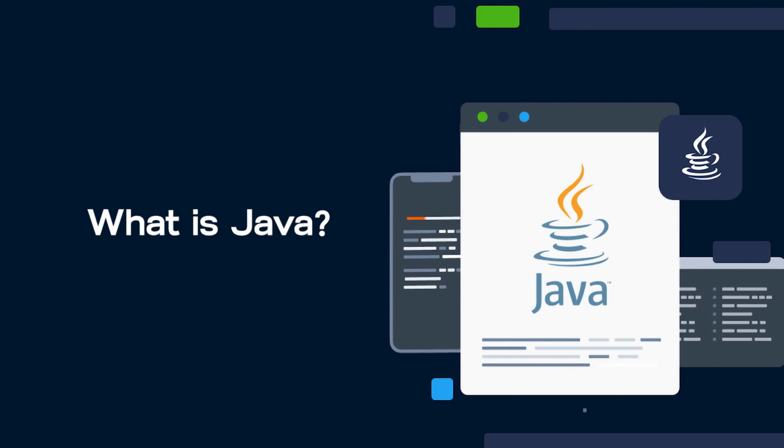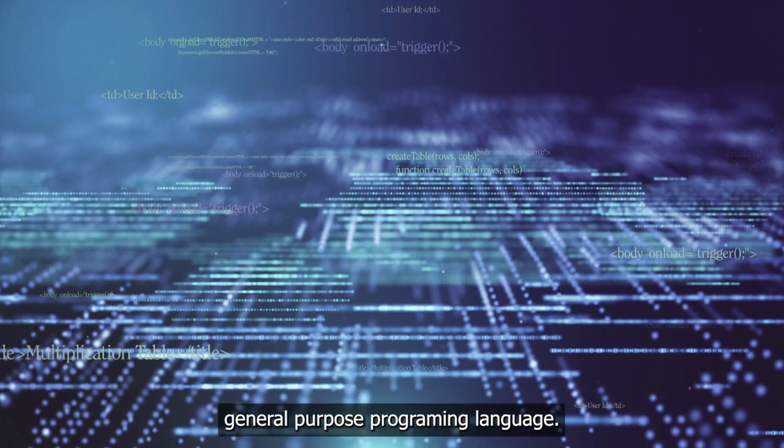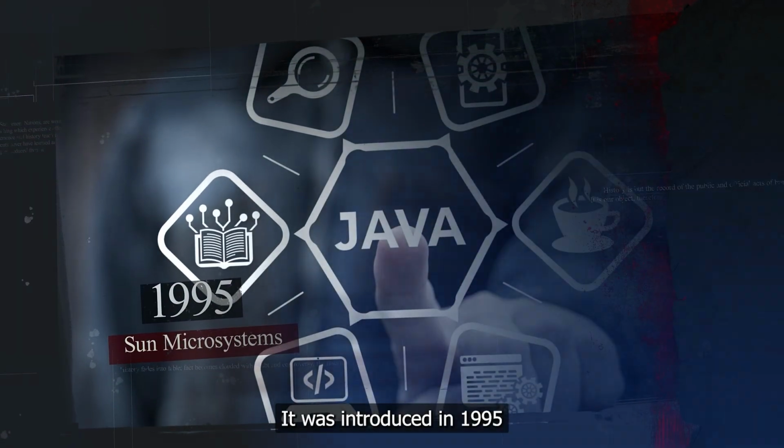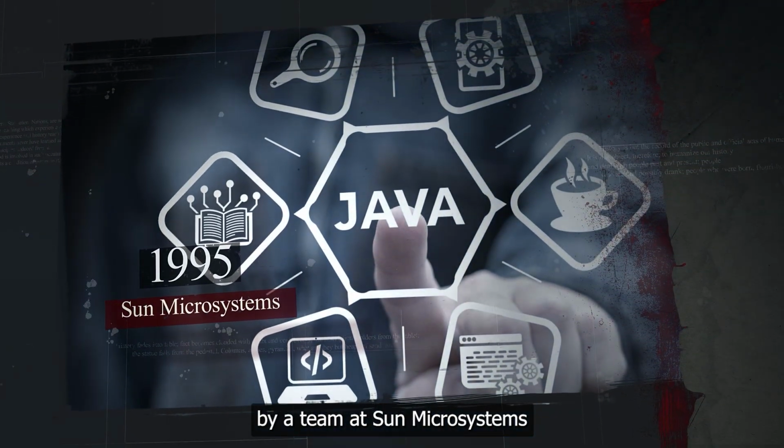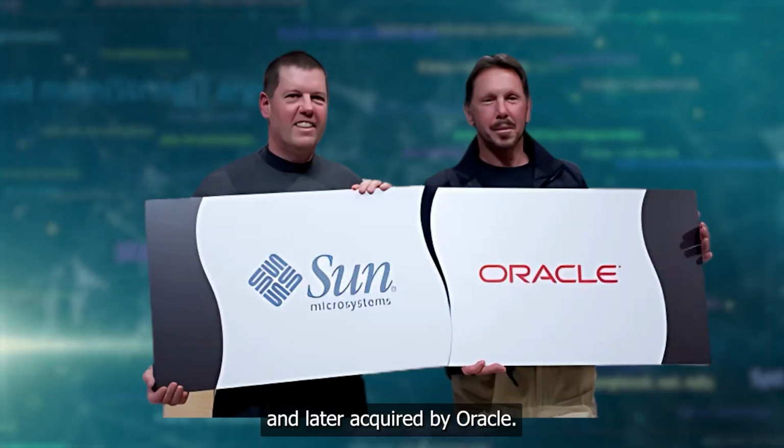What is Java? Java is a high-level, general-purpose programming language. It was introduced in 1995 by a team at Sun Microsystems and later acquired by Oracle.